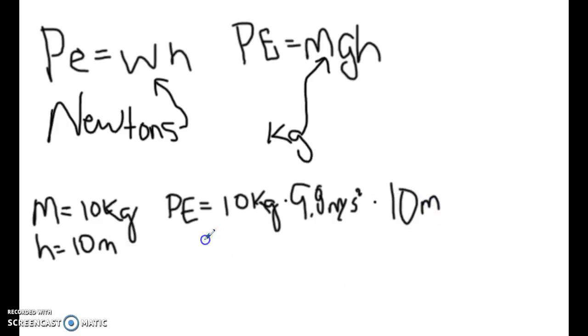Okay, go ahead and put that in your handy dandy calculator, and that gives you 100 times 9.8, which would give you 980, if I did that right in my head. And the units will always be joules for energy. Okay, so you have 980 joules.